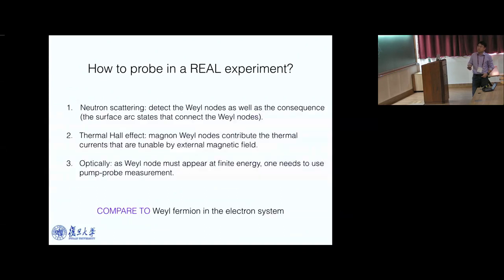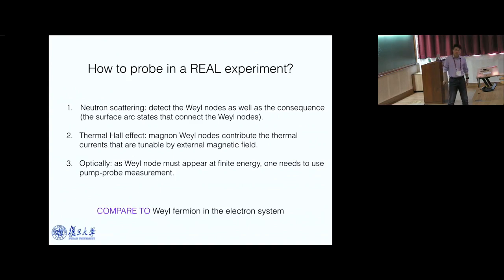Obviously, the best way would be neutron scattering, which directly detects the Weyls. Maybe one can even see the surface arc states. The other effect is the thermal Hall effect. If you turn on the temperature, it will excite some magnons onto the bands. The bands will have non-trivial Berry curvature. So the thermal Hall effect can be non-trivial because of the different population of these magnons. You can also measure optically, doing a pump measurement, to see the contribution of the Weyls to the optical conductivity.